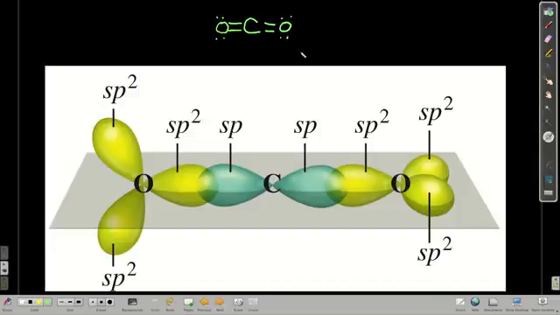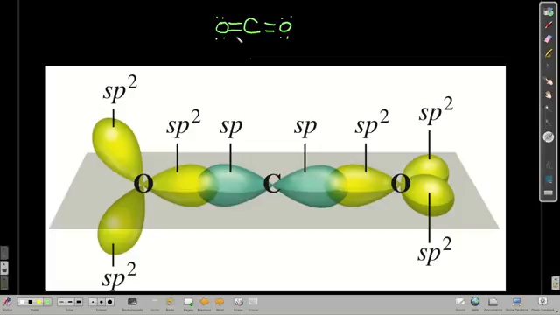Carbon dioxide, it ends up is also, the carbon is sp hybridized. And you can tell that by looking at the Lewis structure, because the carbon atom has two electron groups on it. Two electron groups is sp hybridized. Now, the oxygen's out here. How many electron groups does each of those have? Right, 3, right? 1, 2, 3. And 3 electron groups, remember, is sp2 hybridized.